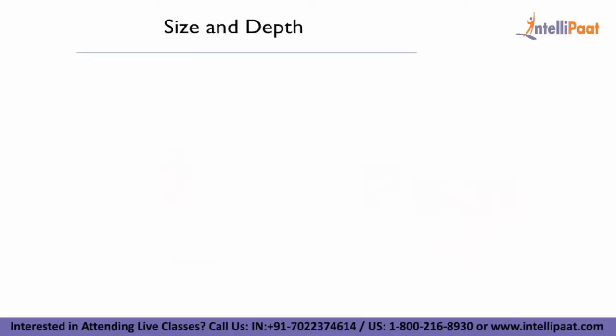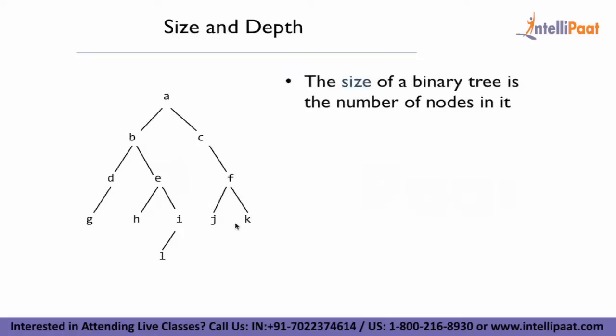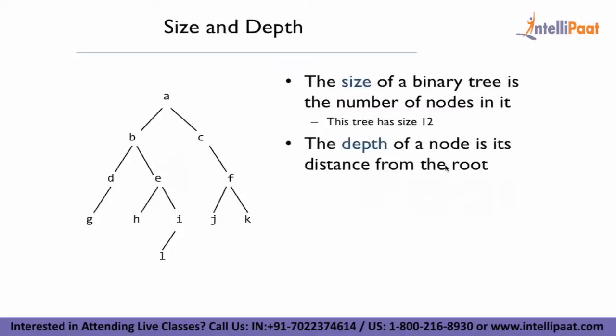So let's cover what we mean by size and depth of a binary tree. Suppose this is a binary tree. The size is the number of nodes in a binary tree. So here in this case, the number of nodes is 1, 2, 3, 4, 5, 6, 7, 8, 9, 10, 11, 12. So the size of the binary tree is 12. The depth of a node is its distance from the root. A is at depth 0, since A is the root, so the distance from root to root is 0.